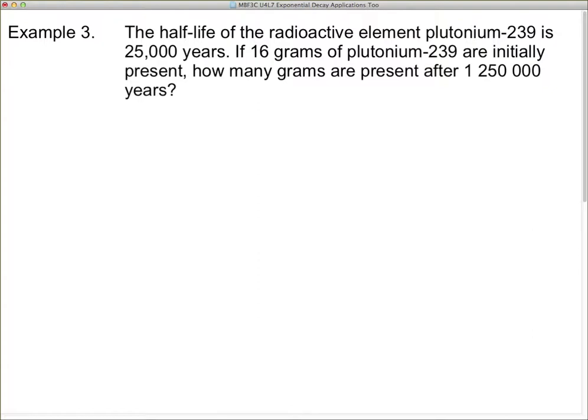Next question. The half-life of the radioactive element plutonium is 25,000 years. If 16 grams of plutonium are initially present, how many grams are present after 1,250,000 years? Okay, so let's make an equation. Let's call it the amount equals the original amount, 16, times, what's our b? What are we multiplying by every time? Well, here's the word that you're looking for: half-life. It's a half that we put in there.